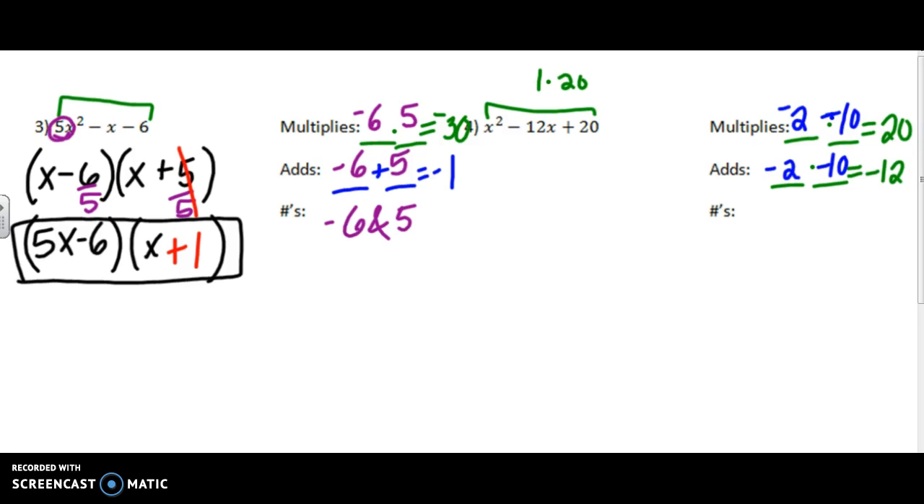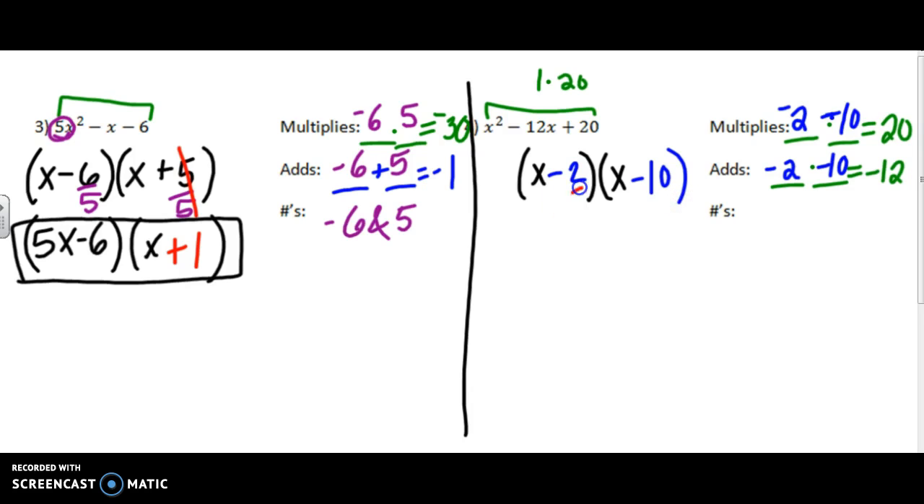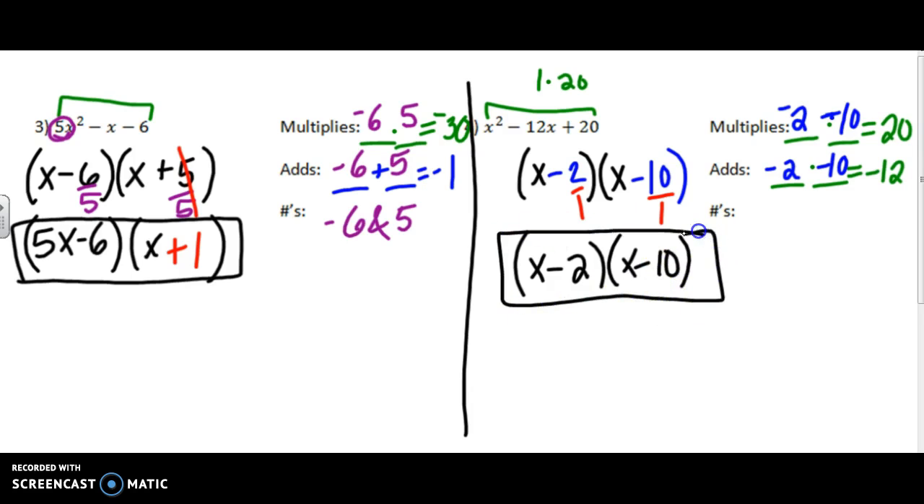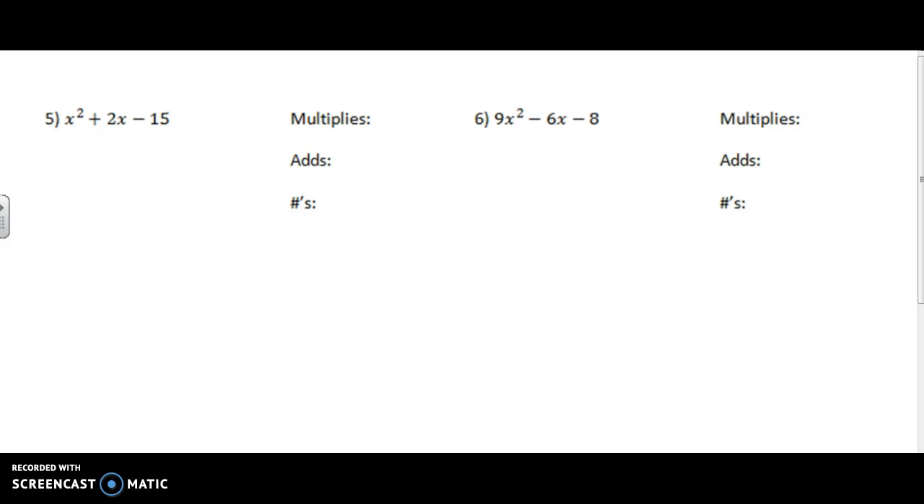Go ahead and set up your x minus 2. We need x, then we need our -2, and then our x minus 10. And the number that you would divide by here is a 1. And when you divide by 1, you still get x minus 2 and x minus 10. So that's your answer. Try this one on your own. Hit pause and go all the way through it.